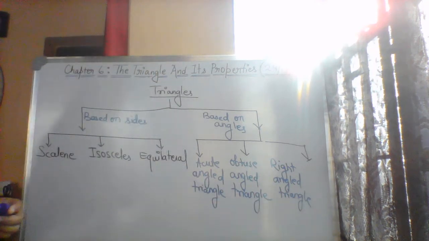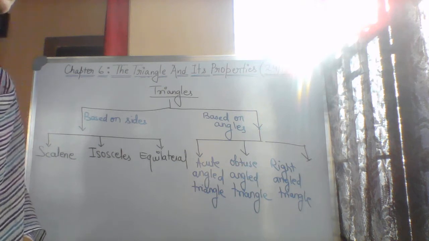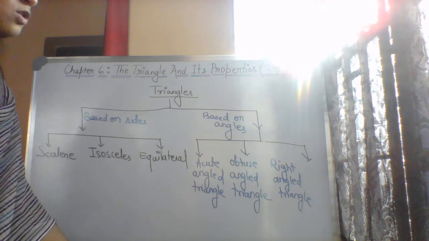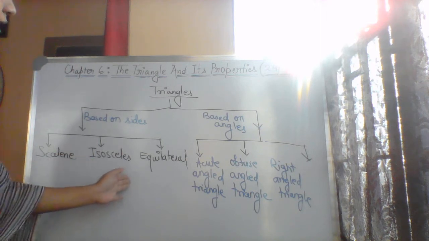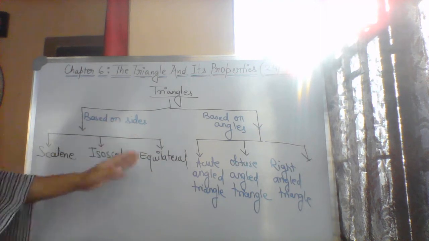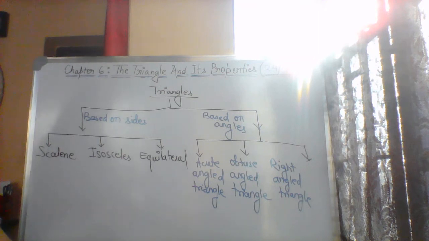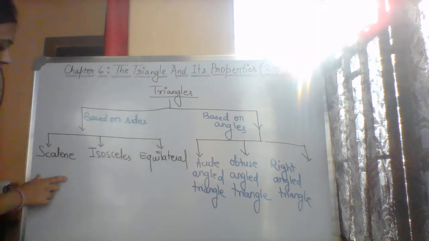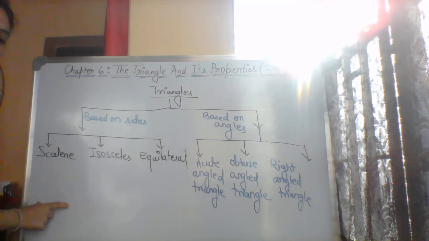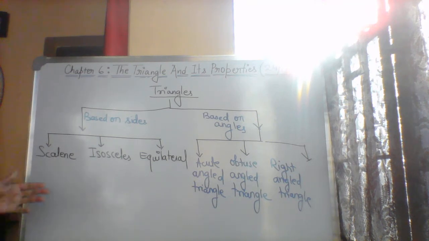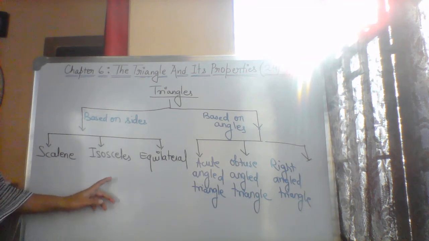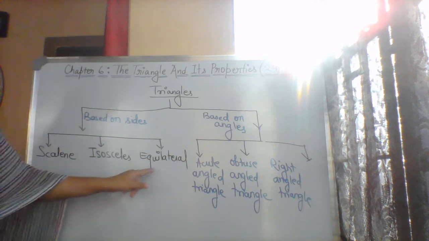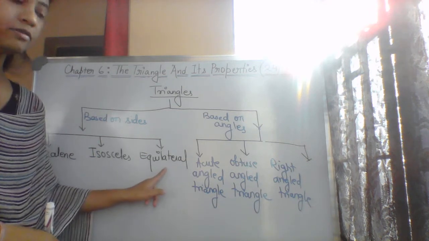So this is the classification of triangles based on sides and based on angles. Scalene triangle, isosceles triangle and equilateral triangle are based on sides. If you don't know the meaning, you can just write it down. Scalene, where all the sides have different measurements. If two sides have the same measurement, we call it isosceles. All the sides equal, equilateral.